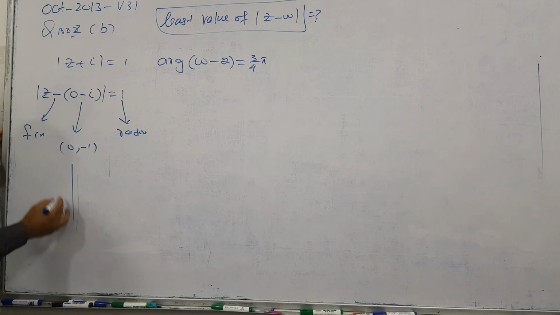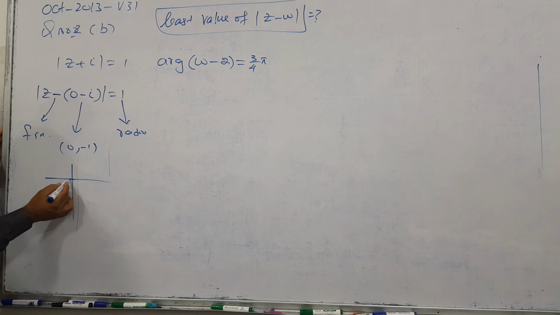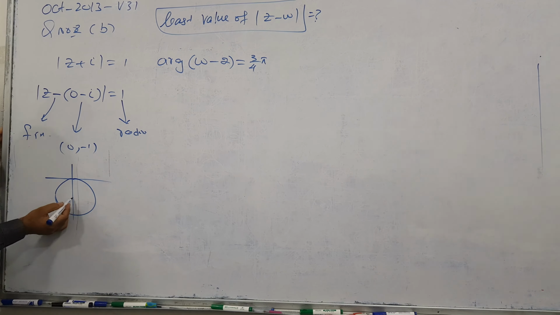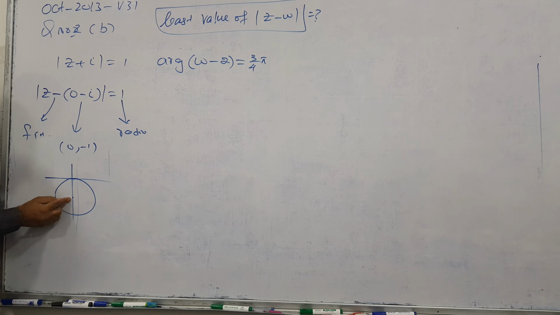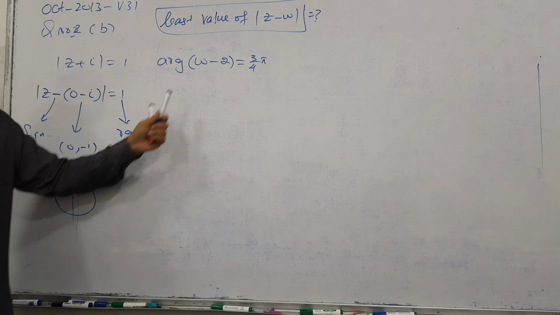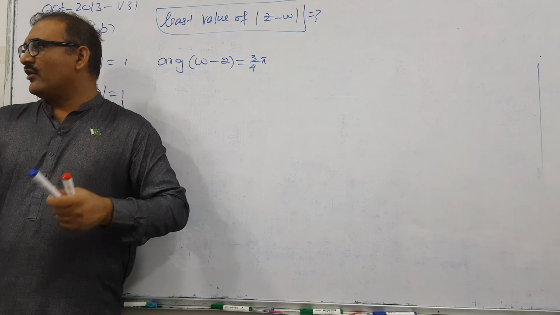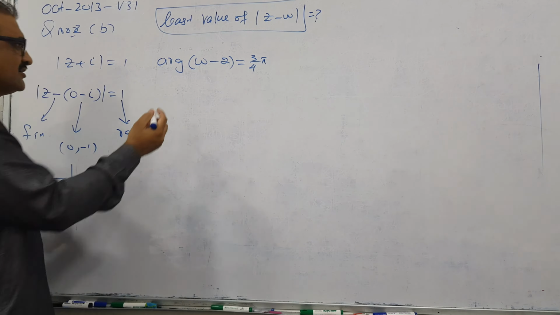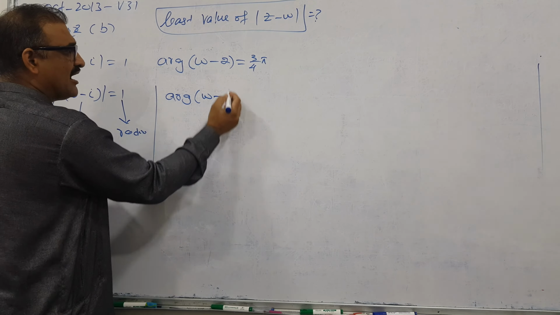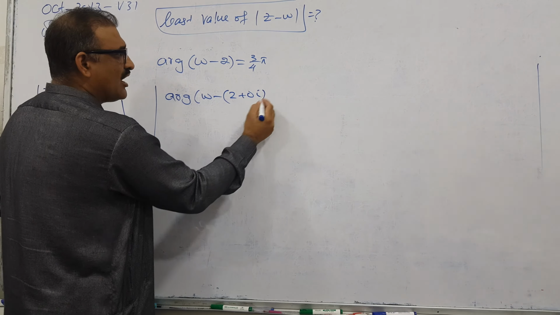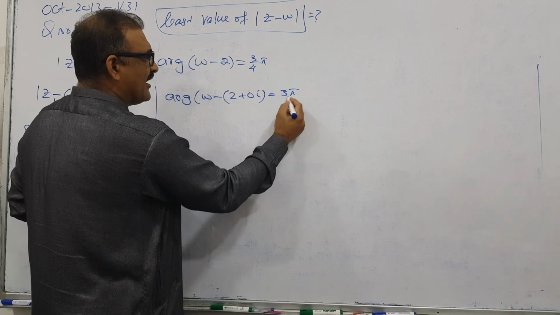Okay. So if I draw a circle, naturally it is like this. How do I know? Because the negative 1 is down. And what is the radius? 1. That's the x-axis. Okay, is it clear? What does ARG stand for? Argument. So a ray. So let's start. When you talk about a ray, arg(w minus 2 plus 0i) equals 3 pi by 4.